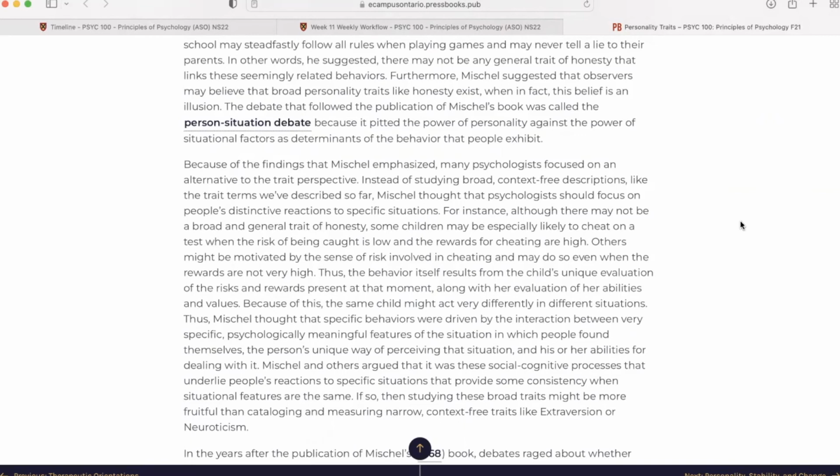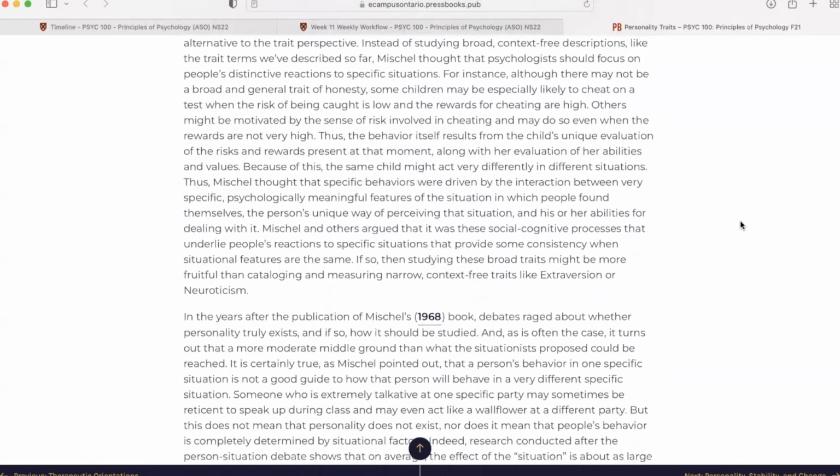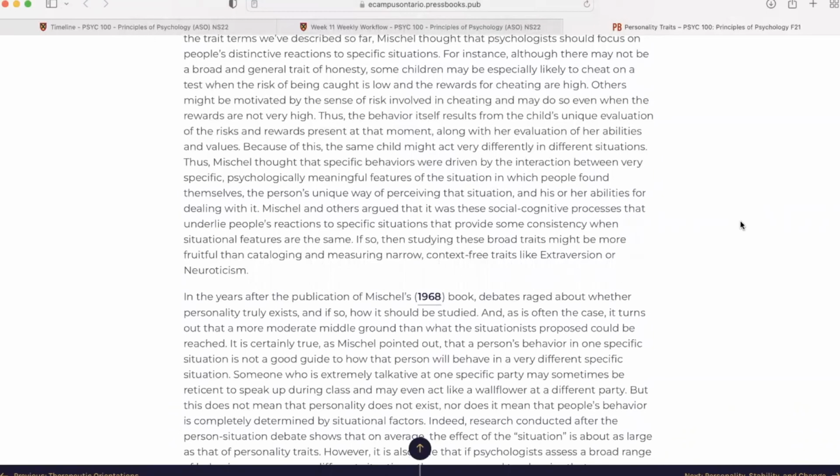For instance, although there may not be a broad and general trait of honesty, some children may be especially likely to cheat on a test when the risk of being caught is low and the rewards for cheating are high. Others might be motivated by the same sense of risk involved in cheating and may do so even when the rewards are not very high. Thus, the behavior itself results from the child's unique evaluation of the risks and rewards present at that moment, along with her evaluation of her abilities and values. Because of this, the same child might act very differently in different situations.